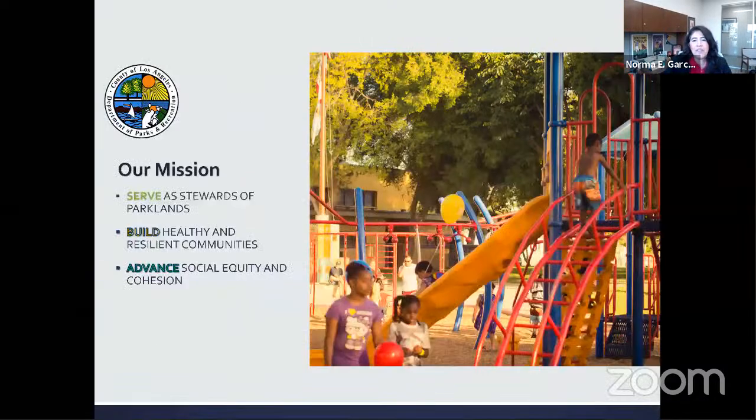One of the key pieces that we did is we recalibrated our department to really ensure that equity was the focus of our mission. And so we know that we are a community-based department that is there in the front lines with community. And we wanted to make sure that our mission reflected this work.